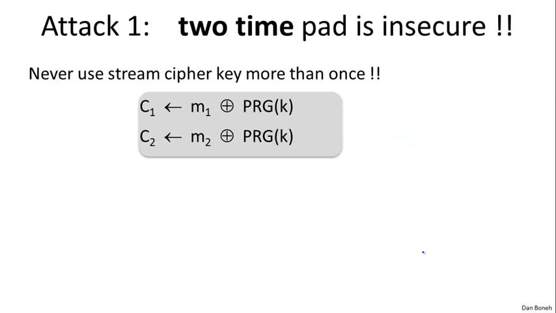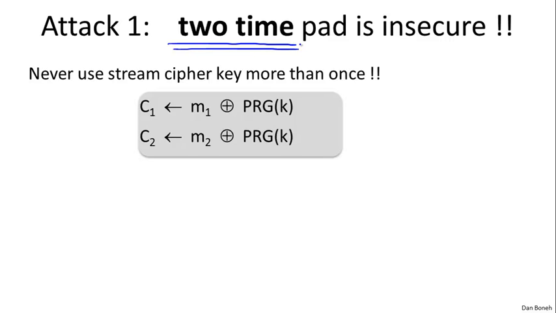And the first attack I want to talk about is what's called the two-time pad attack. Remember that the one-time pad is called one-time pad because the pad can only be used to encrypt a single message. I want to show you that if the same pad is used to encrypt more than one message, then security goes out the window and basically an eavesdropper can completely decrypt encrypted messages.